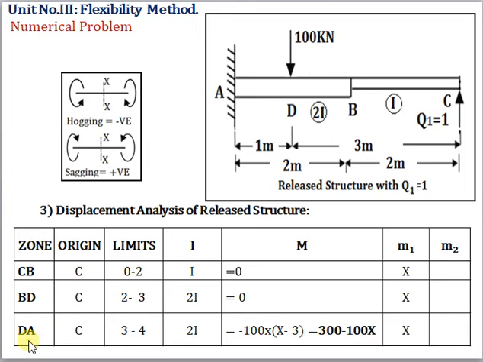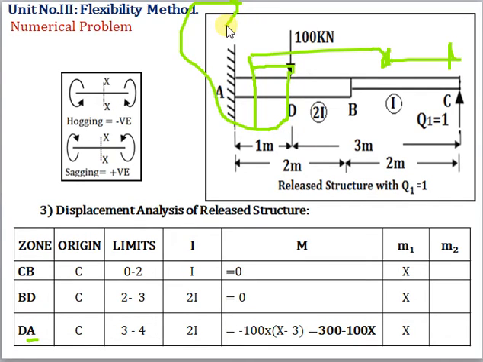Now the next zone is the DA zone. Consider a section in the DA zone and take the moment of forces about the section. First is the 100 kilonewton force. If this distance is x with respect to the origin, the lever arm is x minus 3, and it will rotate about this section in a clockwise direction. That's why minus, so minus 100 into x minus 3.